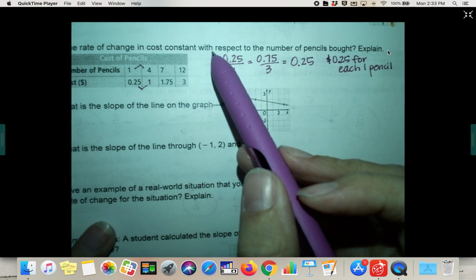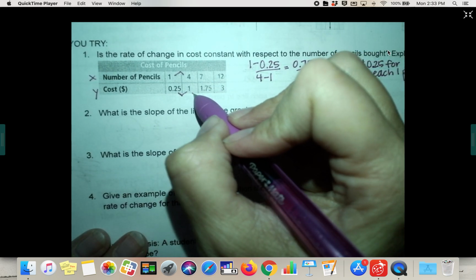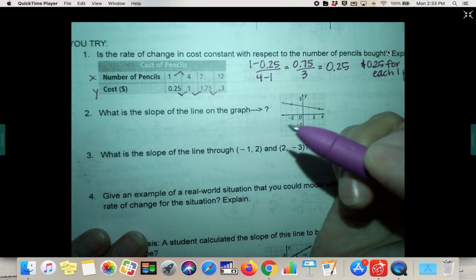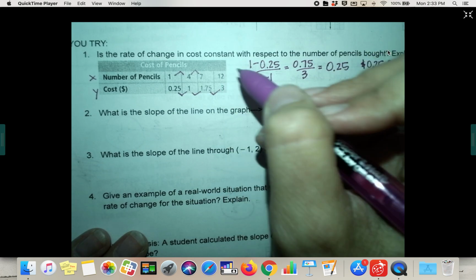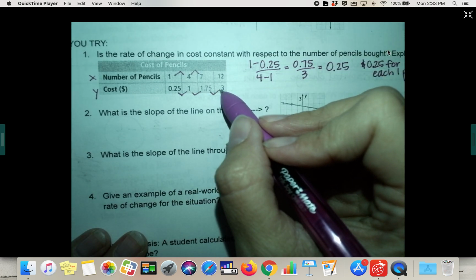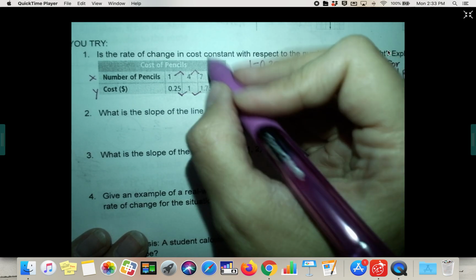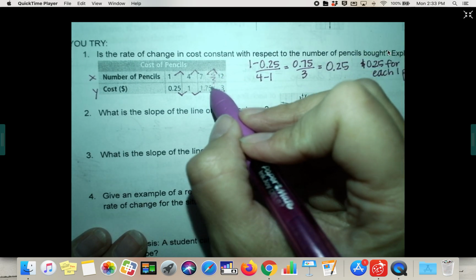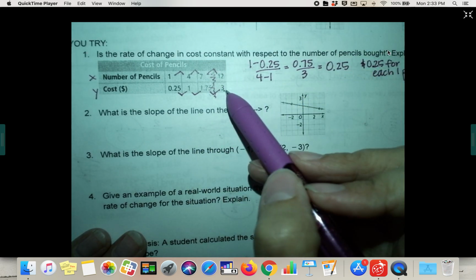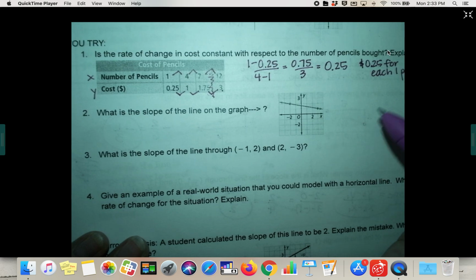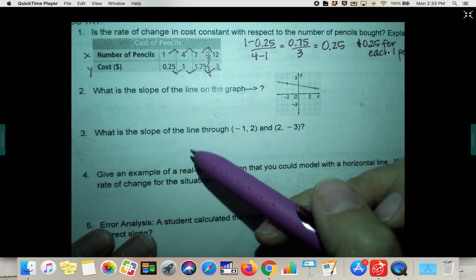Okay, and is it constant? This changes by 0.75, this changes by 0.75, this changes by 3. Oh, that's way more than 0.75. 12 divided by 3 is 4 though, so actually they skip some numbers in here, but this actually is still constant, so yes.